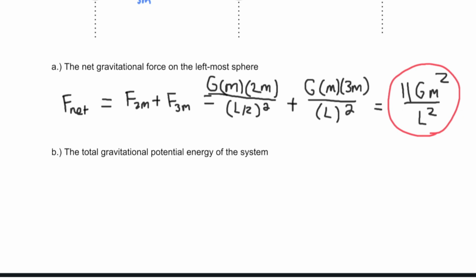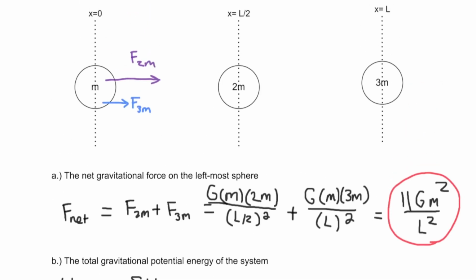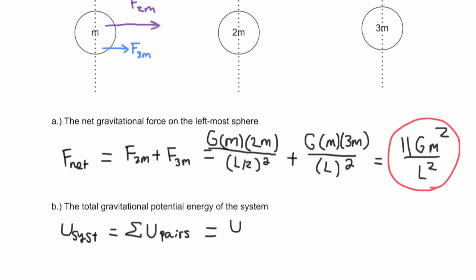Then moving down for the total gravitational potential energy of the system, it's important to note that U of a system is equal to the sum of all the U's of the unique pairs of particles, because potential energy is always between two objects. So here we just need to see how many pairs of objects have an energy associated with them. Notice we have three particles. So we could find the energy between 1 and 2, we could find the energy between 1 and 3, or we could find the energy between 2 and 3.